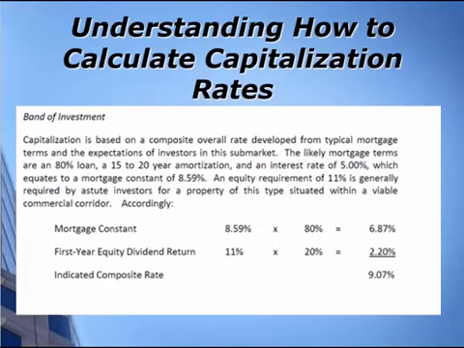So let's take a look at this right from the top. They say that capitalization rate is based on a composite overall rate developed from typical mortgage terms and the expectations of investors in this submarket. It's made up of two things: typical mortgage terms and investor expectations. In this particular marketplace, we're just talking about a particular marketplace because cap rate's going to vary by markets. So that's what it takes.